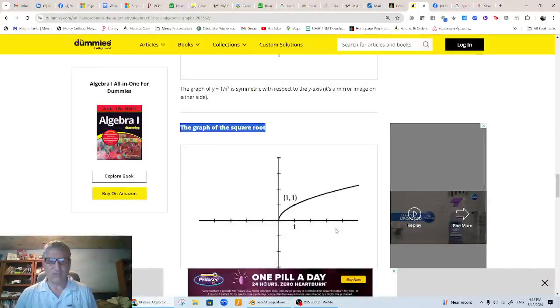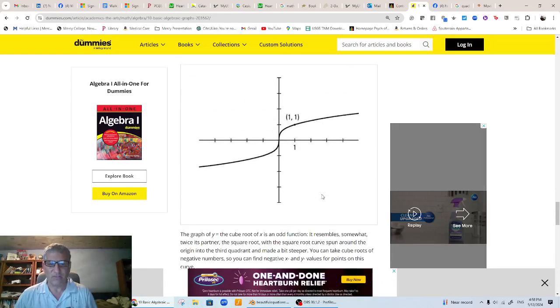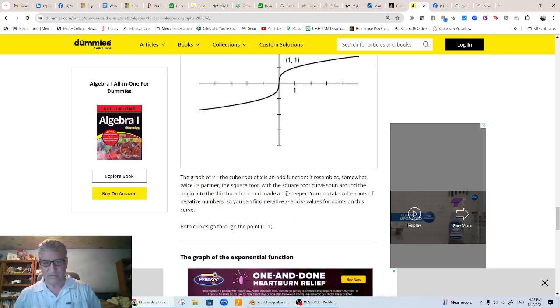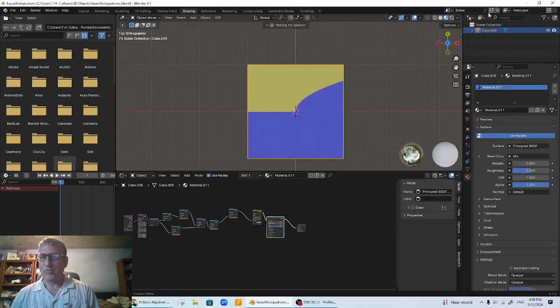And our new graph to do is the graph of the cube root. That should be interesting. It's an odd function resembling somewhat twice its partner, its square root. So it does that top and then it does that bottom. Let's see what weird colors we get from that. So this is called the graph of the cube root.